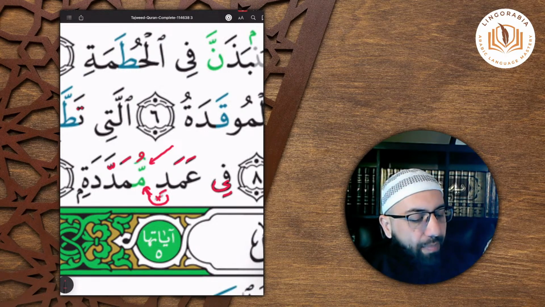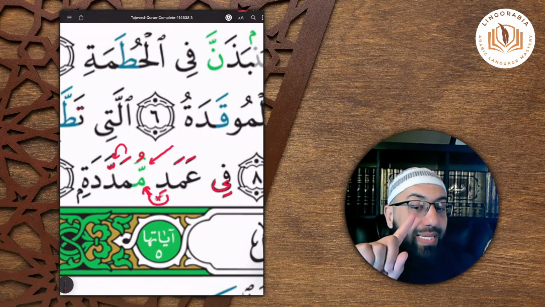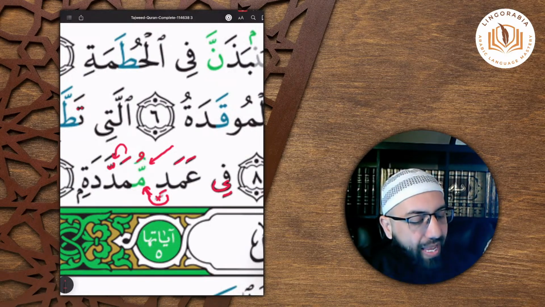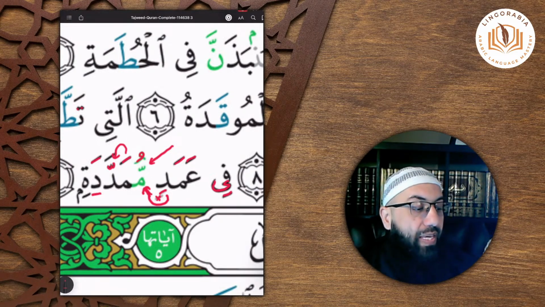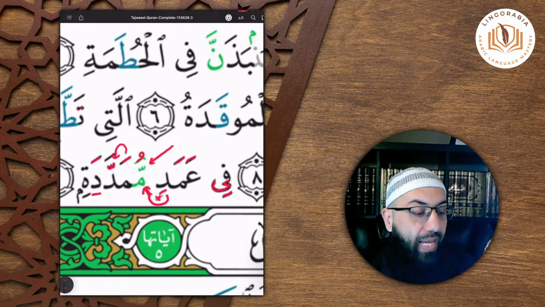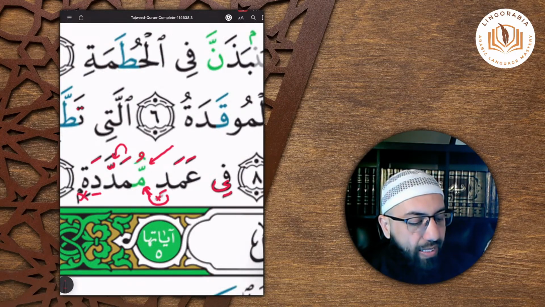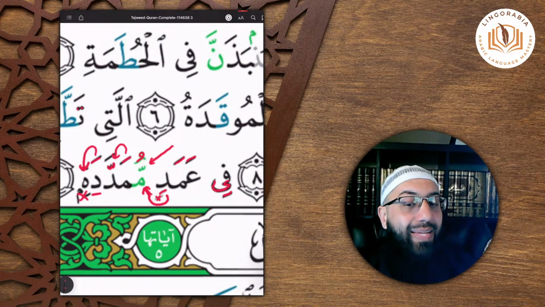Then mu, ma. And the dal has a shadda, which means there are two dals, so you have to attach this to this. Mumad, that's the first dal, da. Mumadda, you see? And then at the end, you have another dal. So you have mumadda, da. Fi amadim mumaddada. Now I didn't pronounce the last letter. You see? I didn't pronounce the ta al-marbuta. This is the last letter again. You drop the case endings, and you go from the dal to a ta al-marbuta and you pronounce it as a ha. So you say mumaddada.